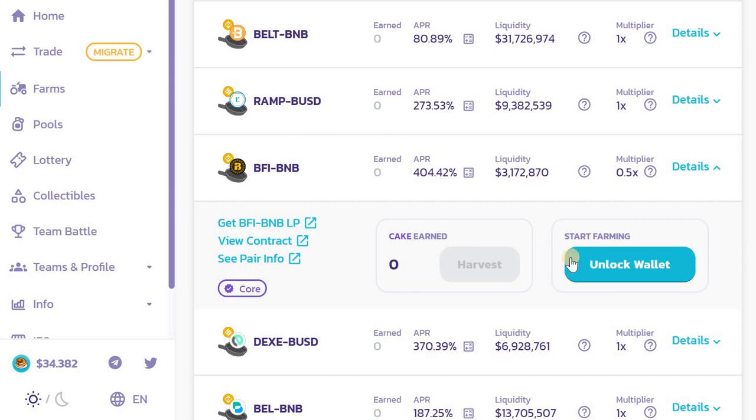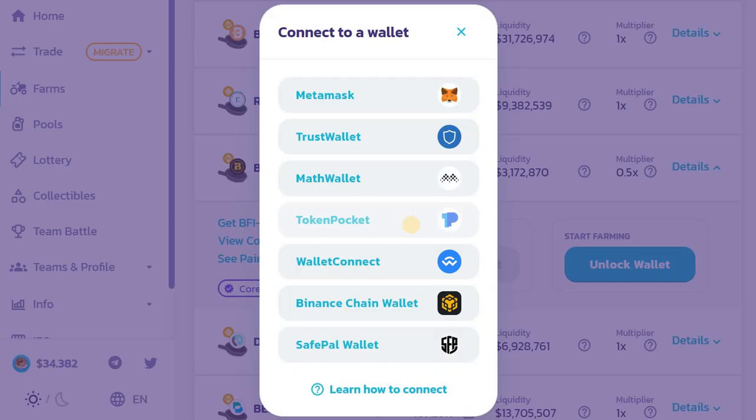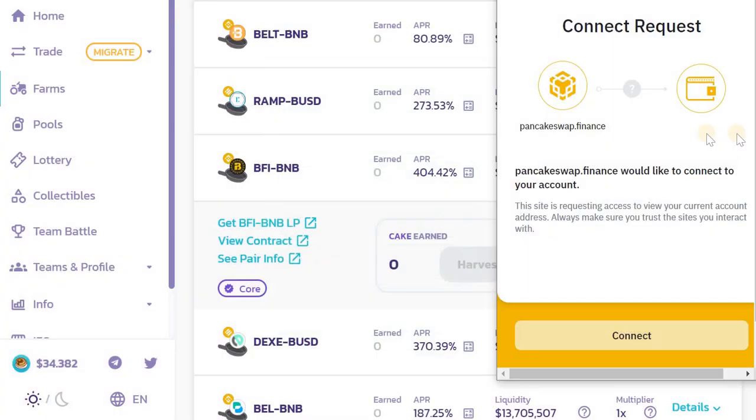Right now, I am going to go ahead in this start farming section and select unlock wallet. So right now I'm going to use the Binance Chain wallet. It shows me that I should connect my wallet.